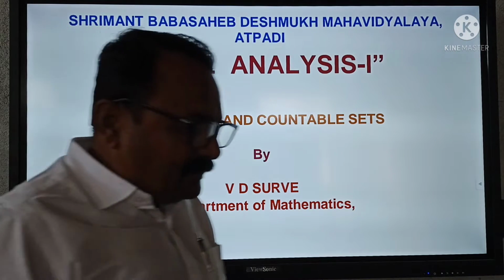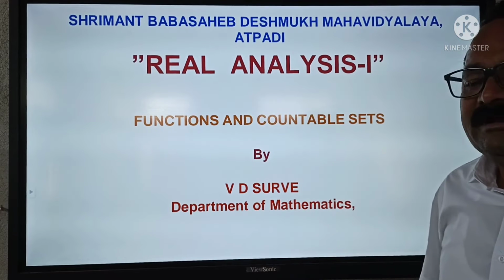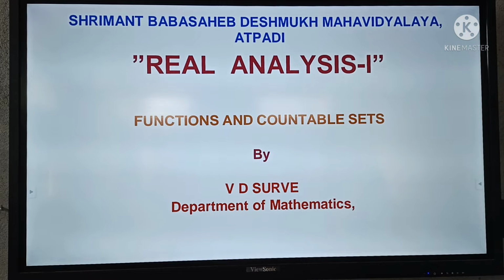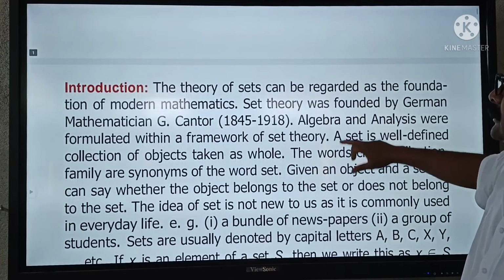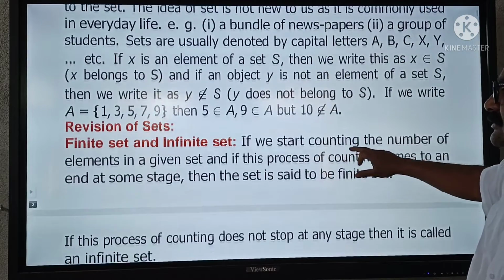This is our new paper from BSc second, Real Analysis, the first paper remaining from our offline syllabus. In that paper, we first learn two units, functions and countable sets. So, theory of sets, we know, we have taken one or two lectures.